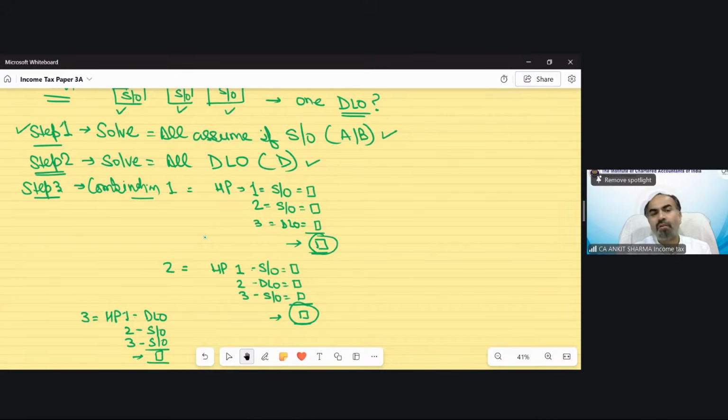You need to solve all houses once as self-occupied, and all houses as deemed let out. How does it need to be done?